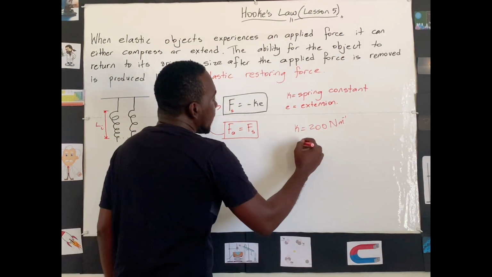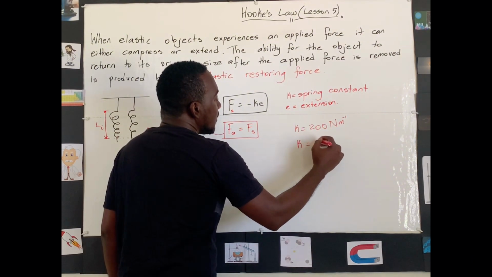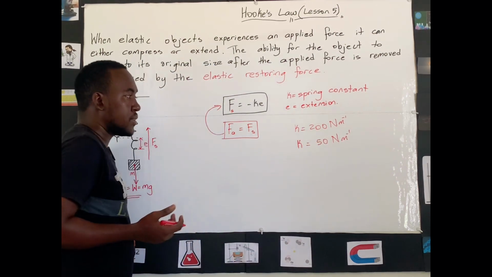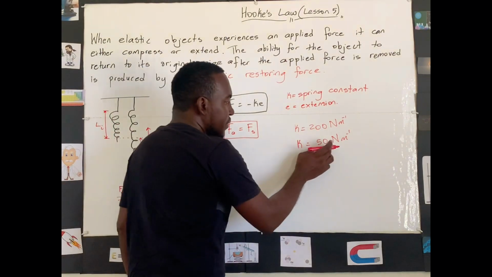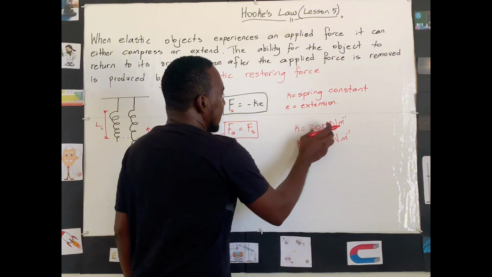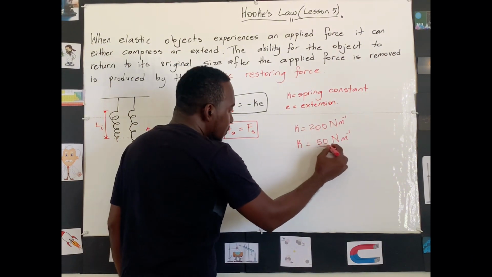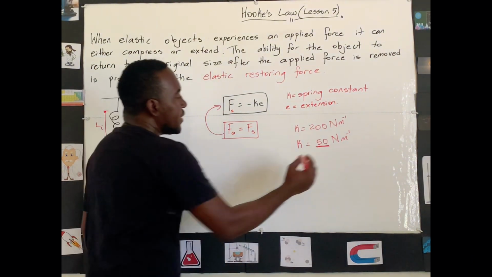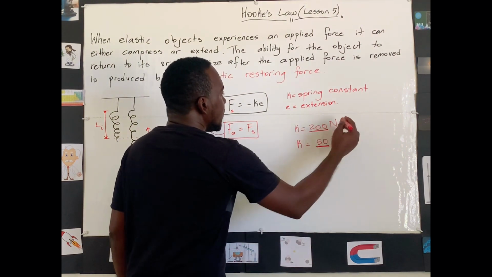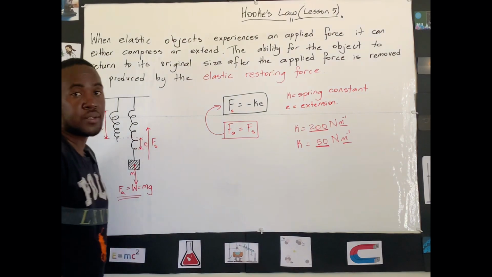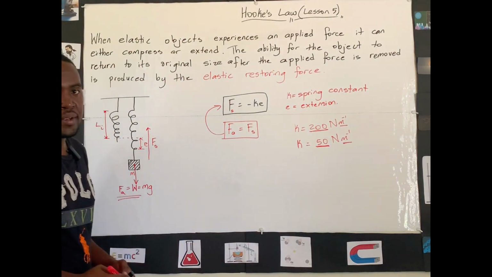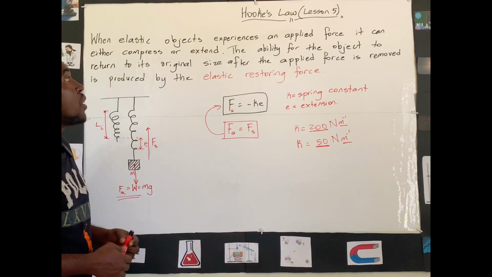So therefore, if we have another k that is 50 Newton per meter, then that means that this one has more elastic ability than this one, because this needs a small force, 50 Newton, to extend it 1 meter, while this one needs 200 Newton force to extend it by the same meter. So therefore, this one is more elastic than this one. So that's where the principle of Hooke's law comes in.